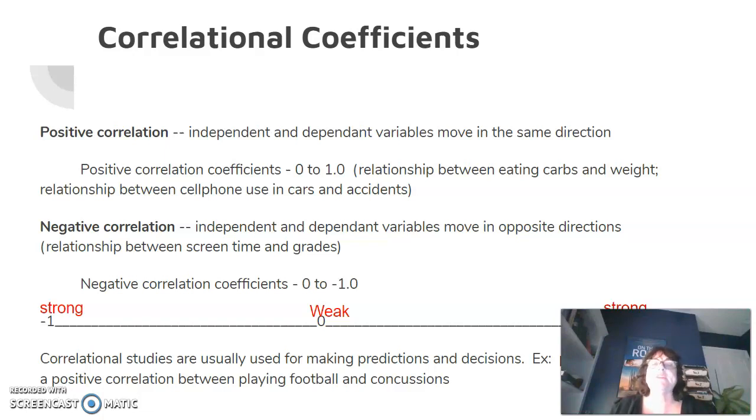The number is going to tell you how strong or weak the correlation is. At 0, there's no correlation, okay? As you move closer to -1 or +1, the correlations get stronger. A perfect correlation is a 1 or a -1, and they're equally strong, okay? It's not better because it's positive. It just means it's a positive correlation. And we use these correlations for predicting things, okay? So hopefully you got that.